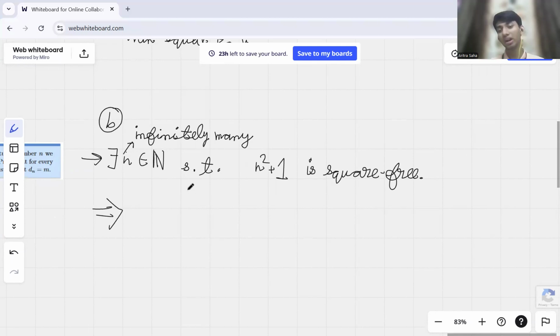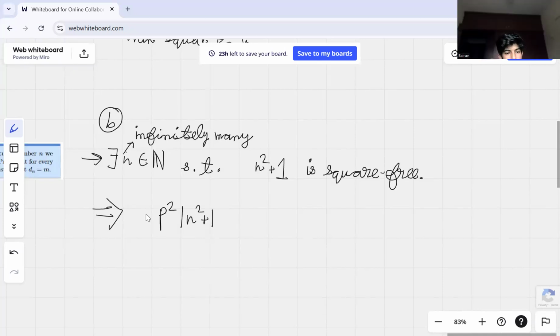Can you think of a way? How can we prove that n squared plus 1 is square free? What way should we go? This seems so random. How can we do this? What happens if p squared divides n squared plus 1? p is 1 mod 4. Perfect. And also, n squared is only one of two values mod p.